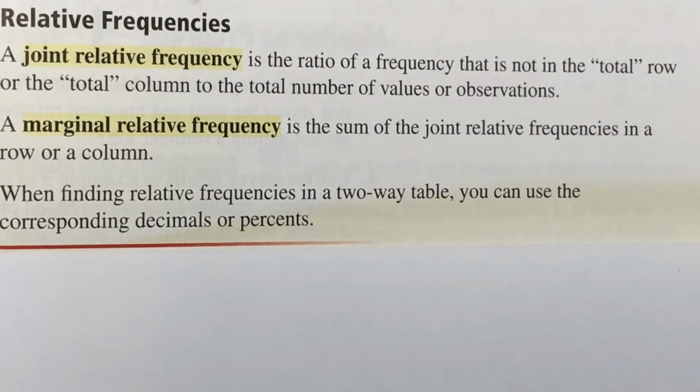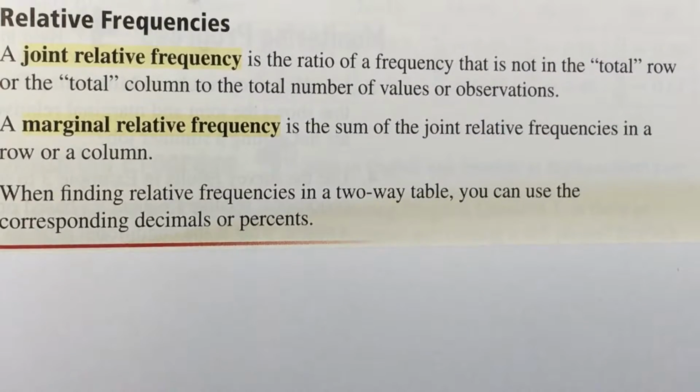of observations. A joint relative frequency is basically a number inside the two-way table that represents the number of yeses or nos or number of people in certain groups, but it's represented as a percent or a decimal. A marginal relative frequency is the sum of the joint relative frequencies in a row or a column. Marginal relative frequencies are basically the numbers outside the two-way table that are in the total row or total column. When finding relative frequencies in a two-way table, you can use either corresponding decimals or percents, and you can round the numbers as necessary.